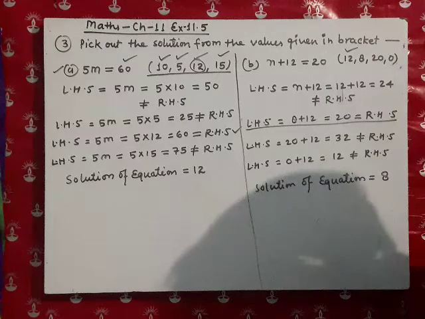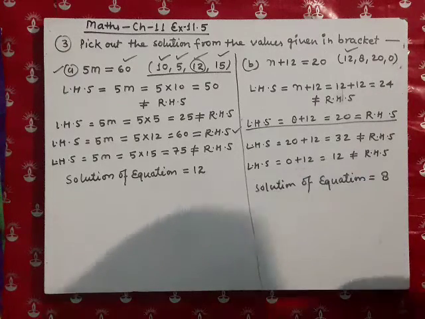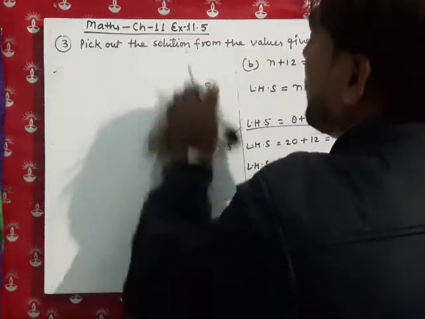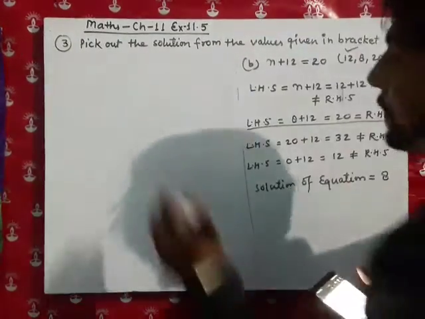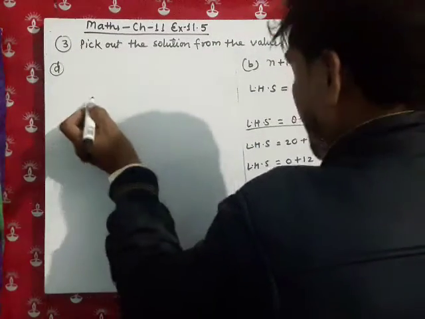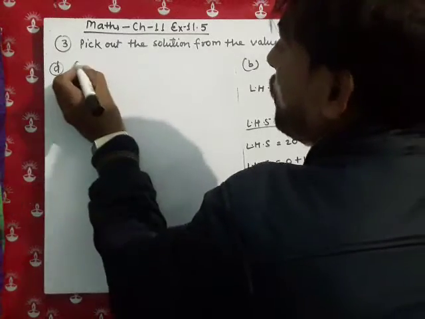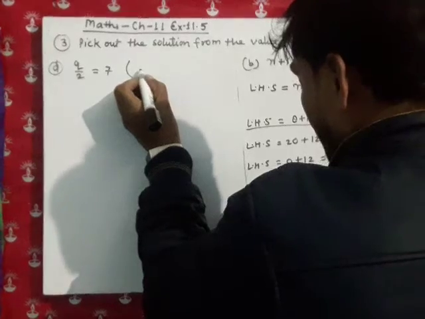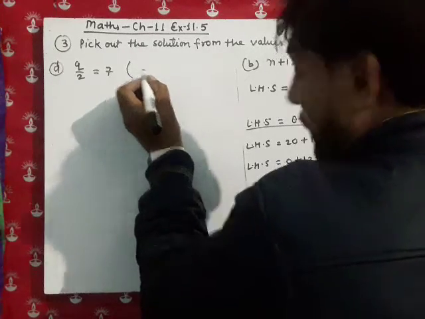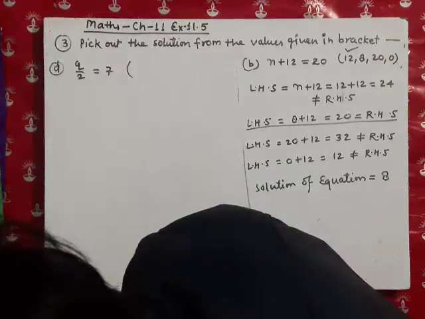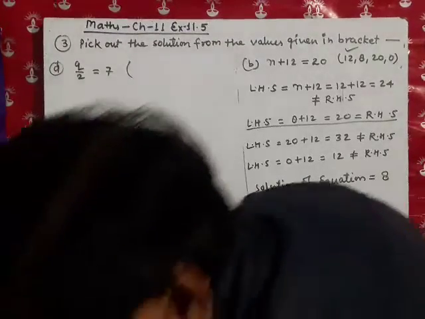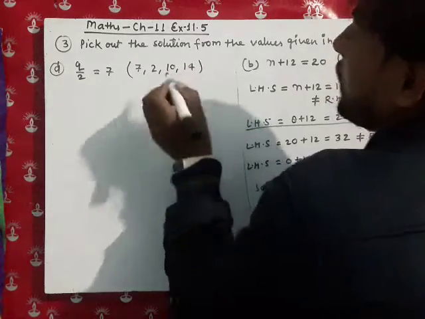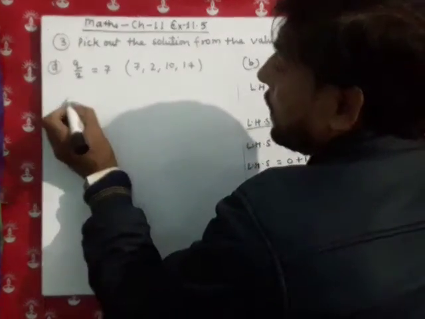Suppose we have to take the next part. I am telling you the D part. Here in the D part, you have to check what is given. The equation given is q by 2 is equal to 7, and the values in the bracket are 7, 2, 10, 14. Now we have to check the LHS.